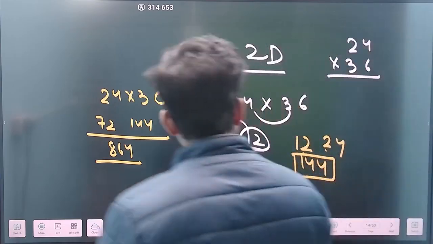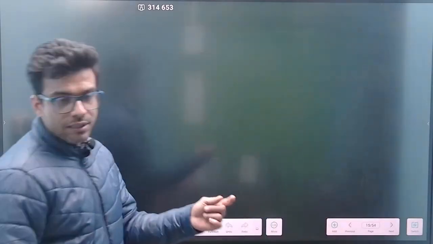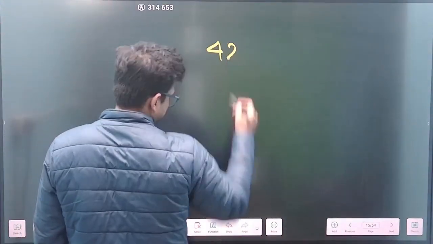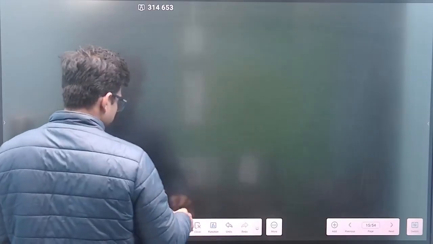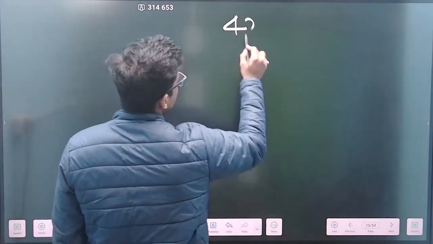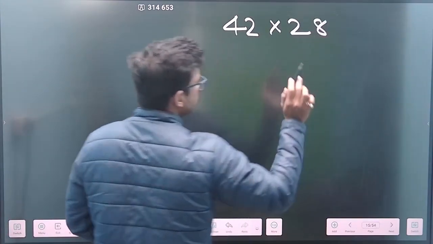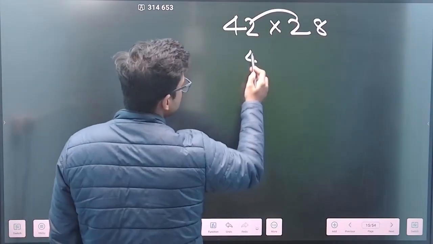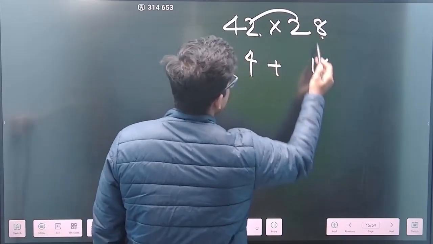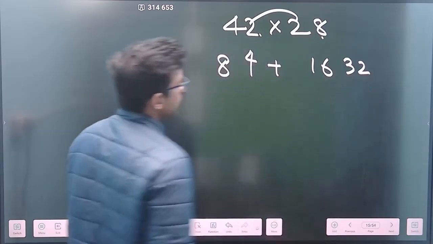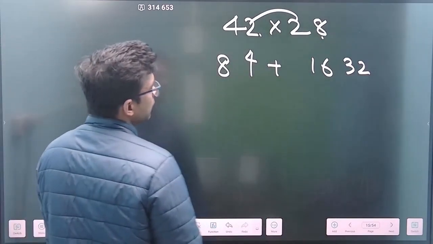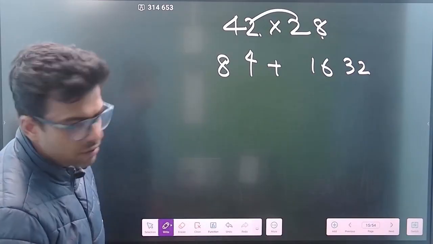Let's take one more example. Suppose I take a number like 42. Let's take another number like 28. 42 multiplied with 28. Correct? Slow process. 2 2s are 4. 4 2s are 8 plus 8 2s are 16 and 8 4s are 32. Correct? First of all, what was mentioned, I have written. Now, is it right now, everyone? Make sense or not?